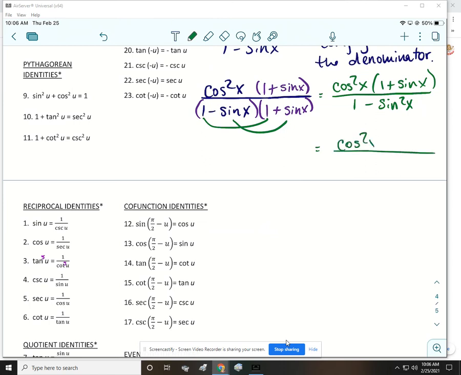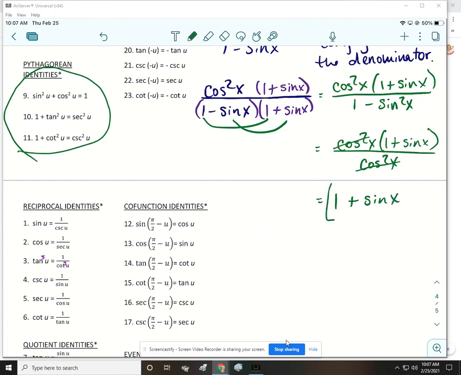All right. And then because of the way these are written and the Pythagorean identities you have, most likely this is going to give you something that we can use one of those identities to simplify. So 1 minus sine squared of x is going to be cosine squared of x. And then that cosine squared of x is going to cancel, and you're just left with 1 plus sine of x. Okay, so that's just one way to get to the answer, another method.